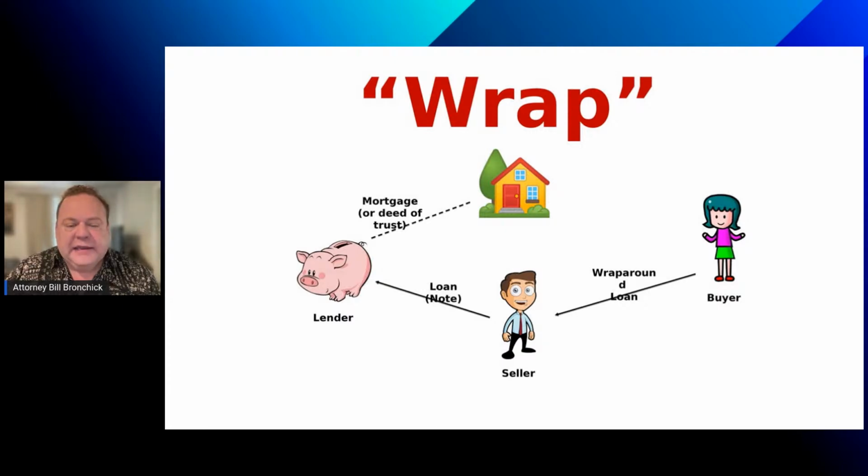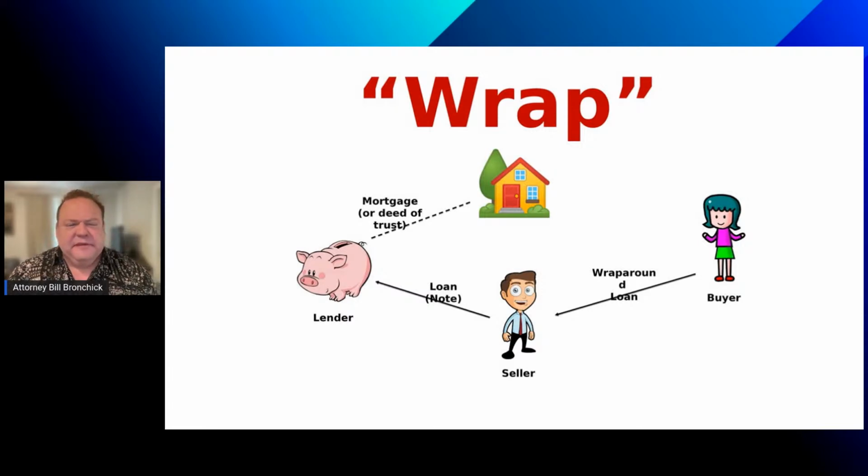You signed a note to a lender. That's the promissory note, which is I owe you, and here's how I'm going to pay it. And then you gave a mortgage or deed of trust as collateral, which becomes a lien against the property.